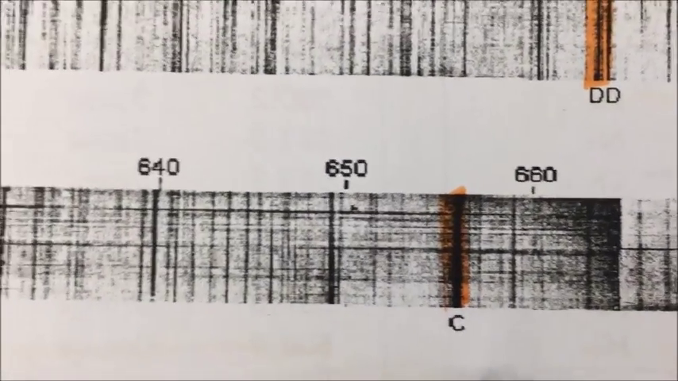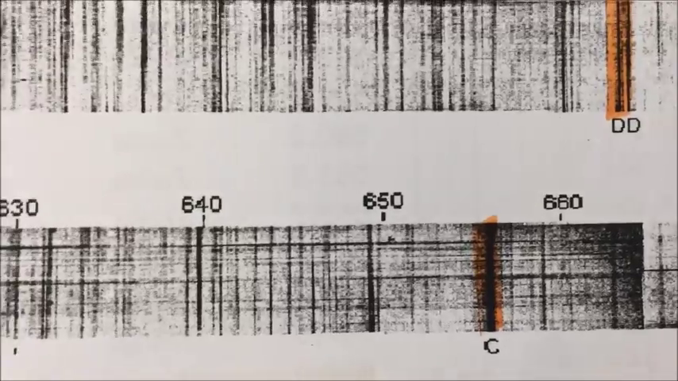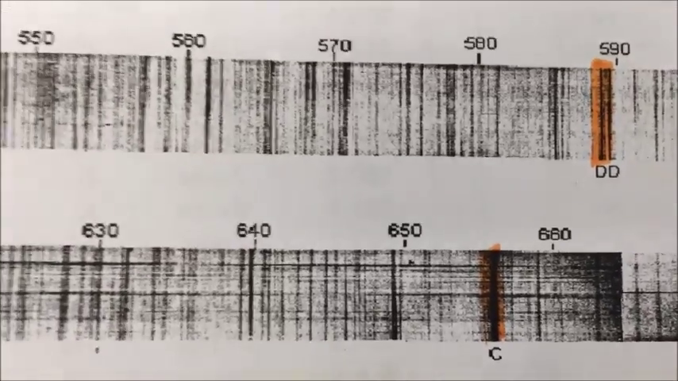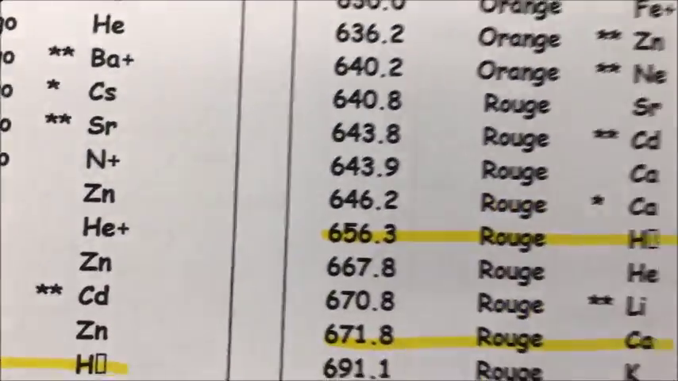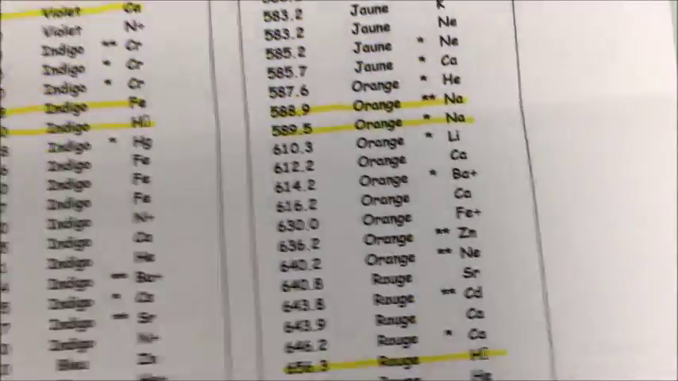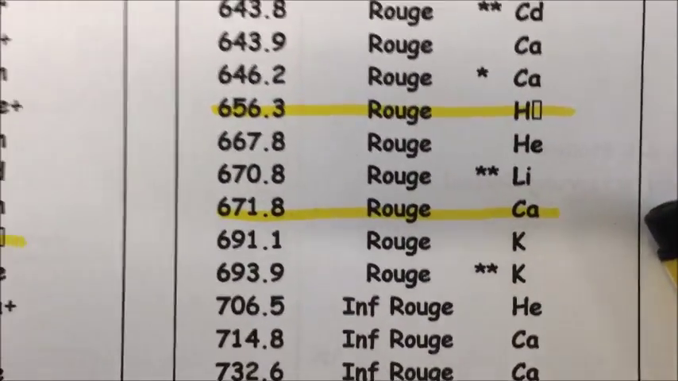And last, we have one between 650 and 660. It corresponds to hydrogen. Oh, and sorry, we have another one between 680 and 690. And it corresponds to calcium.